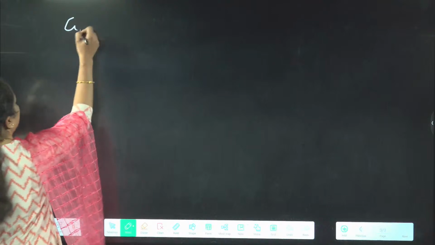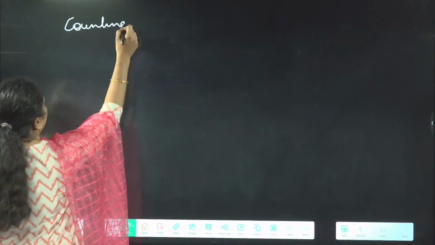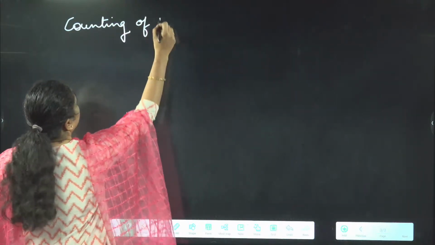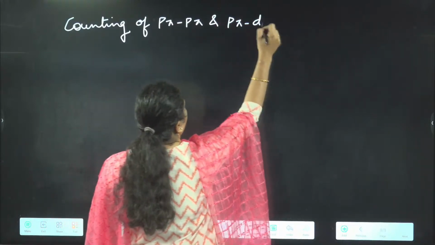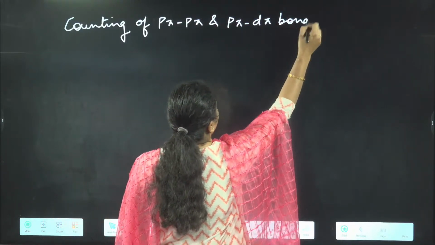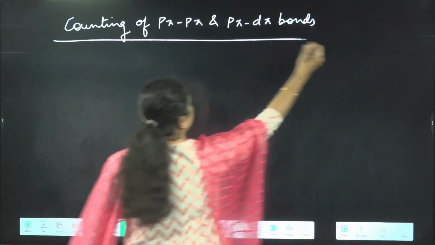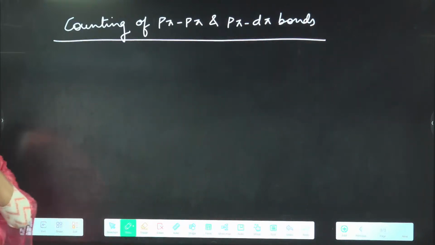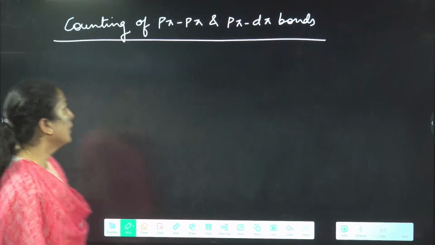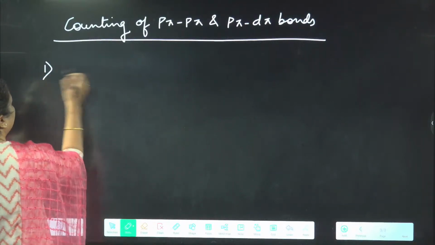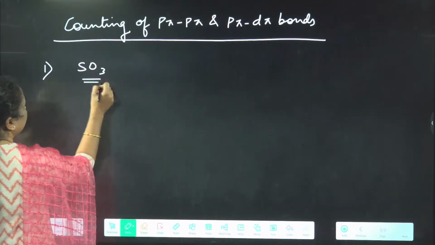So bond length, we are done with that. Now let us go for counting of p pi-p pi and p pi-d pi bonds. Right? Now in this case, let us understand for SO3.